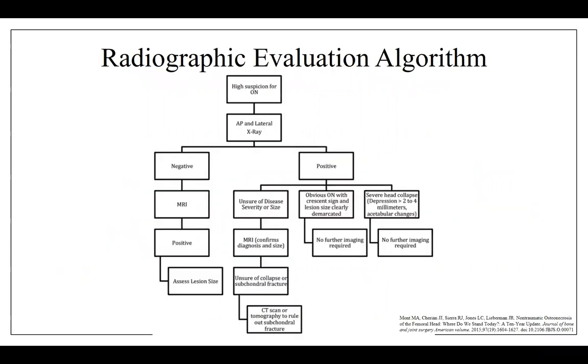This is a nice flow sheet in order to look at which test to order for your patients with AVN. If you have a high suspicion, the first one you want to get, as we talked, is the x-rays, AP and lateral. And then depending on if they're negative or positive, you can follow the flow sheet to see if there's MRIs that should be ordered, CT scans, or if no further imaging is required.